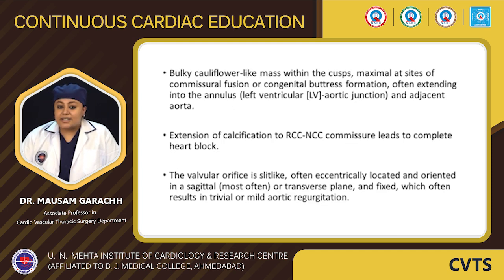In the pathology, there is a bulky, cauliflower-like mass within the cusp, maximal at the site of commissural fusion or congenital buttress formation, often extending into the annulus, that is the left ventricular aortic junction, and the adjacent aorta. Extension of the calcification to the RCC-NCC commissure leads to complete heart block. The valvular orifice is slit-like, often eccentrically located, oriented most often in a sagittal or transverse plane, and fixed, which often results in trivial or mild aortic regurgitation.